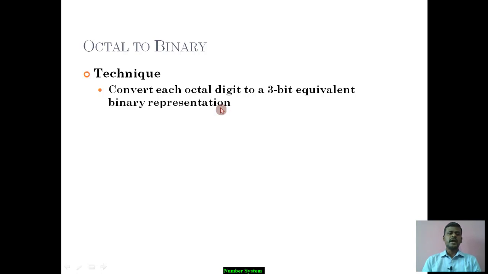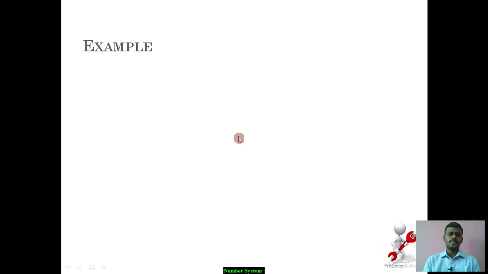This means the octal value will be given. That octal value needs to be searched in the table, that is the octal table. From the table we need to get the binary equivalent value of the octal digit. We will apply this technique in an example. We will see one example here.